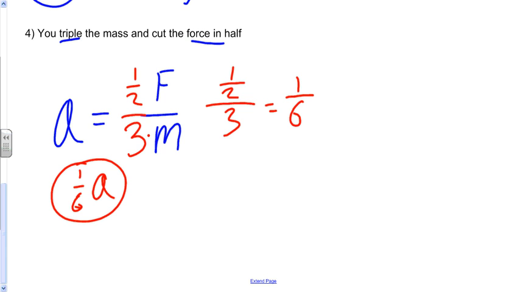So you see, for solving these problems, it's just a matter of solving for the variable and then just plugging in whatever factor the number multiplies. So for example, if the force gets cut in half, we just multiply F by 1/2 and just see what happens to a.